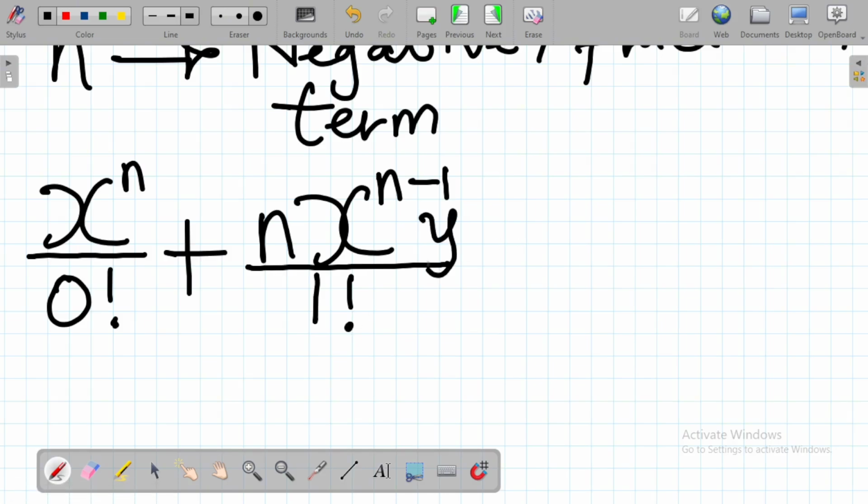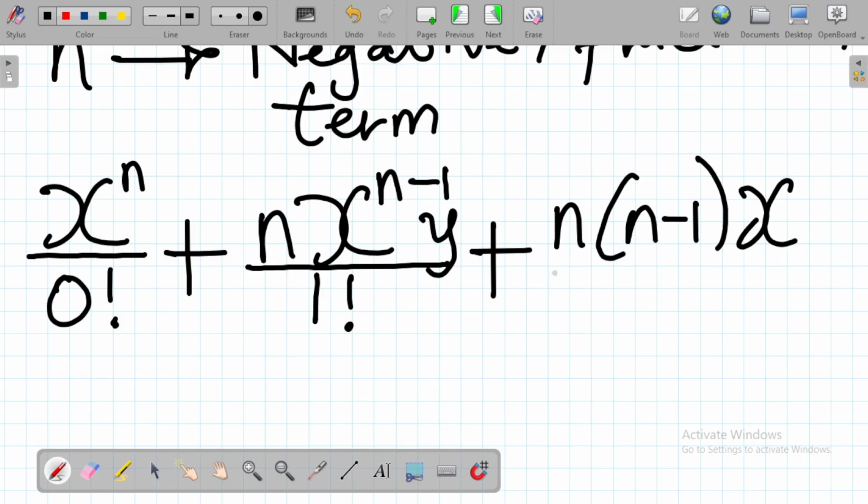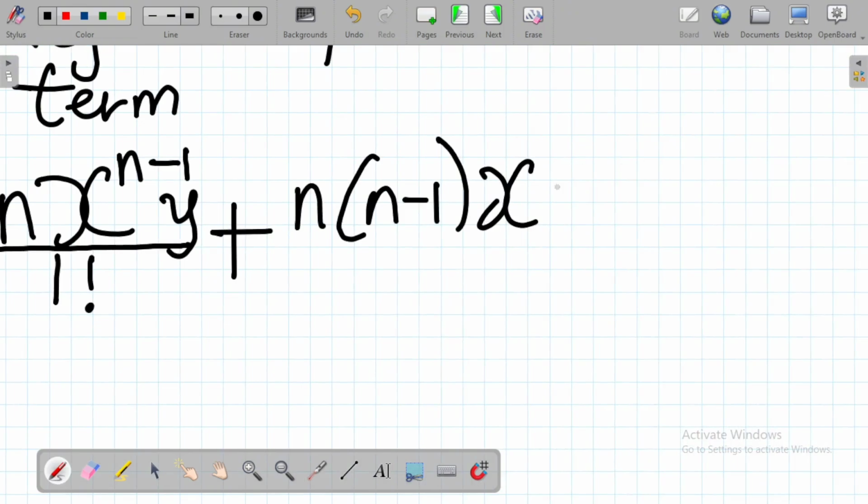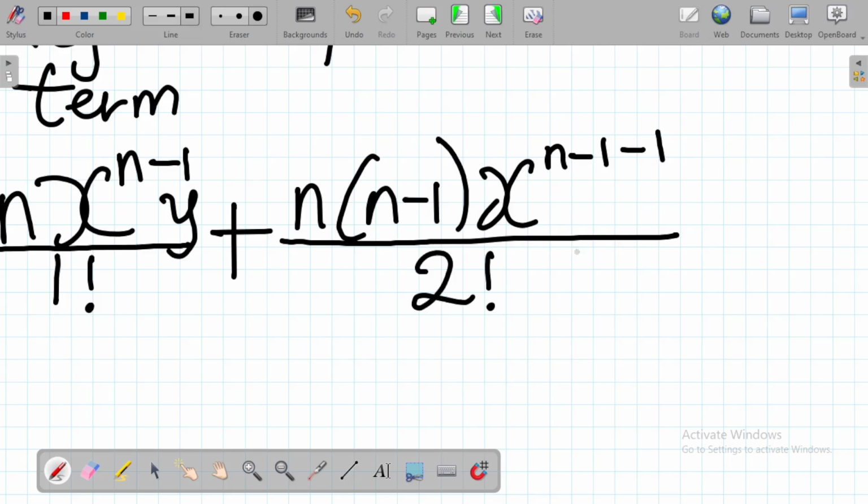And then you attach y. Plus, you do the same thing for the next. You multiply x by its power and then subtract 1 from its power. So we have here n multiplied by (n - 1) multiplied by x raised to power n - 2, all over, you keep increasing the denominator by 1, so we have here 2 factorial. And also, you attach y.